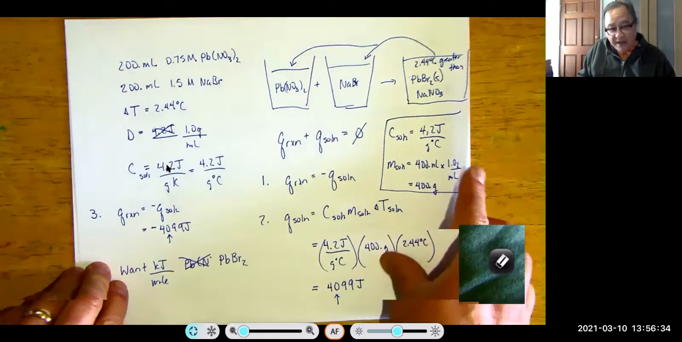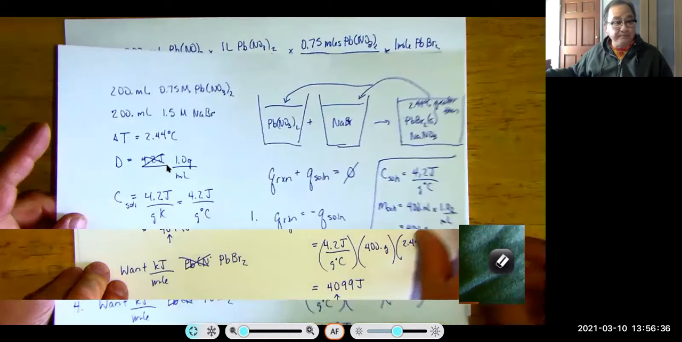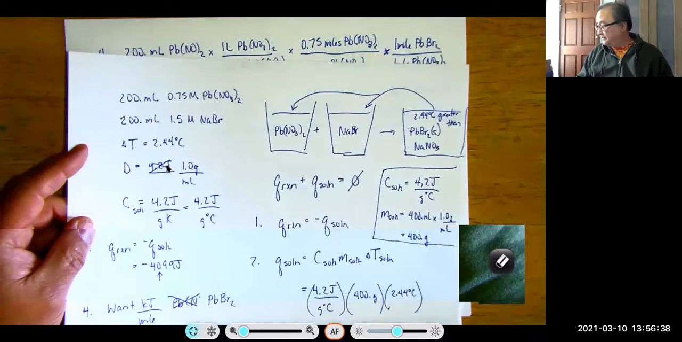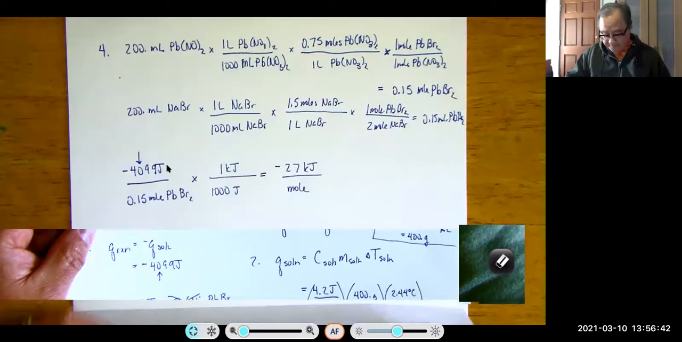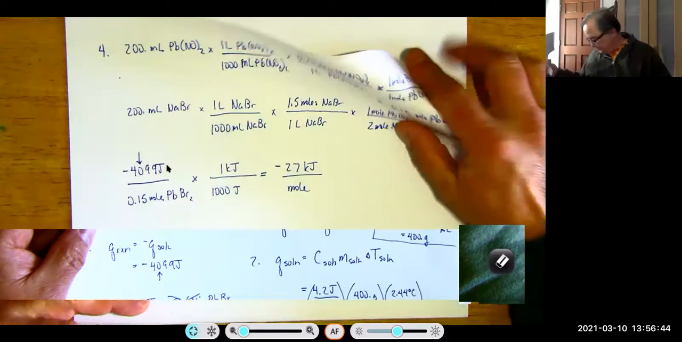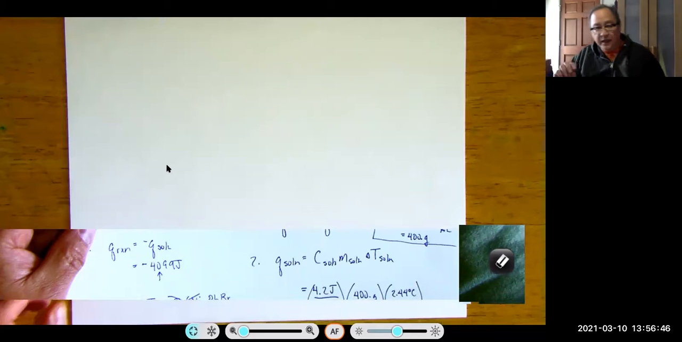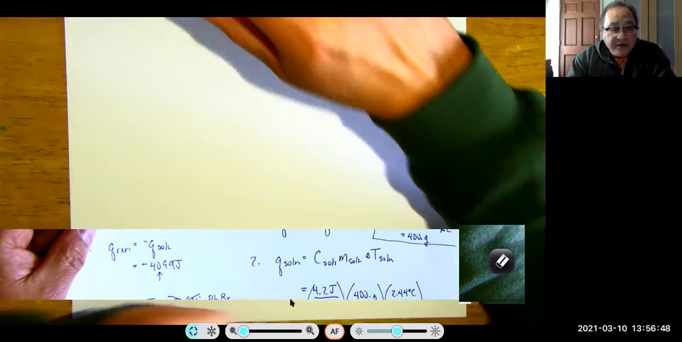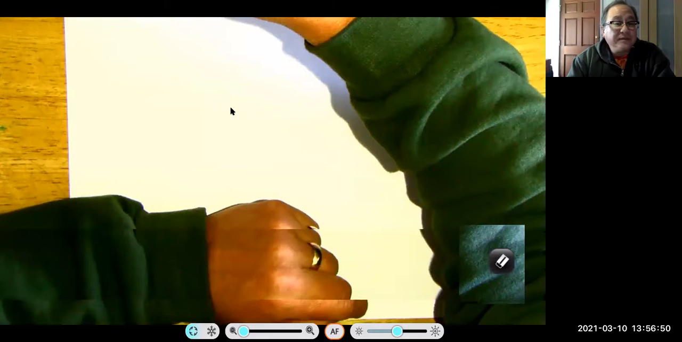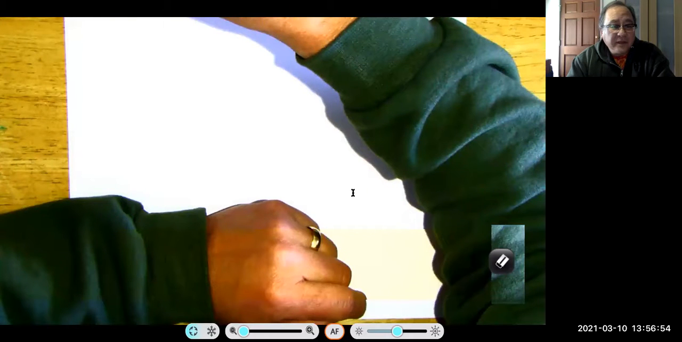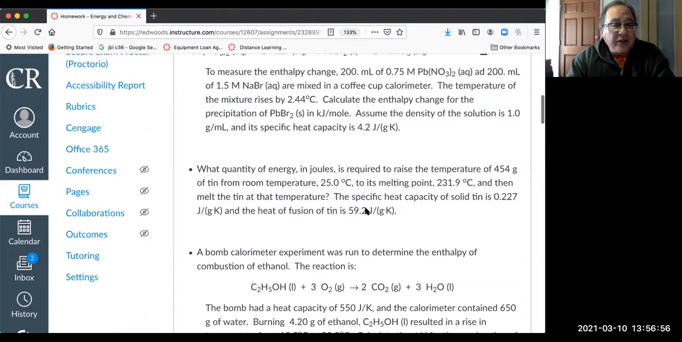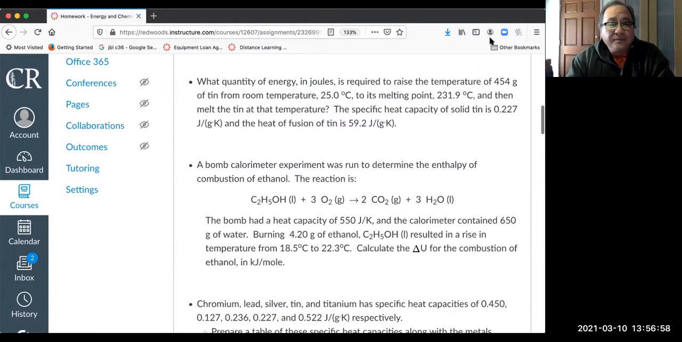Does that help at all with that one? Yeah. Okay. I'm going to change the share. Let's take a look at the third problem.